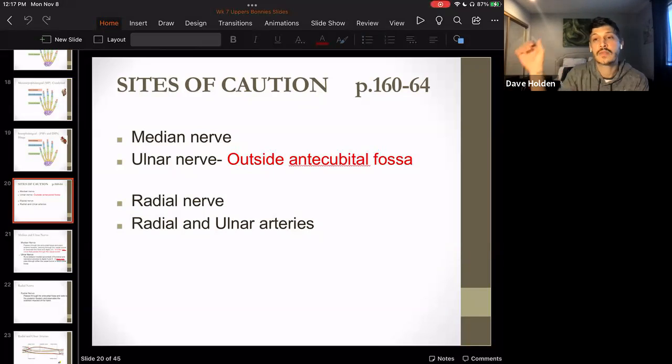But you can take someone's pulse at the radial artery, which crosses the distal radius. So that's why we're always aiming right there at the base of the thumb to feel the pulse.